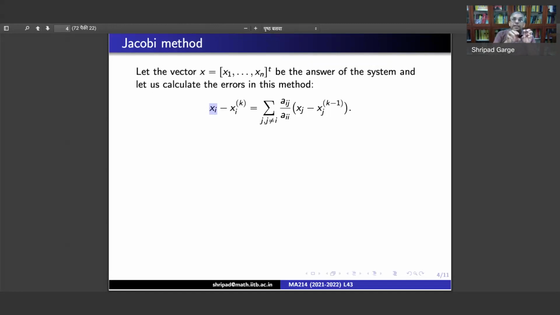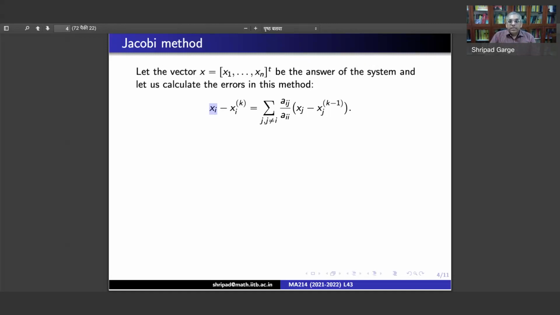And x_i^(k) is defined to be (b_i minus the summation of a_ij x_j^(k-1)) upon a_ii. So when you take the difference of those two right hand sides, you will have cancelled the b_i's. The x_i^(k), I think there might be a minus sign somewhere here, but ultimately we are going to take the modulus of this, so it should still be okay.